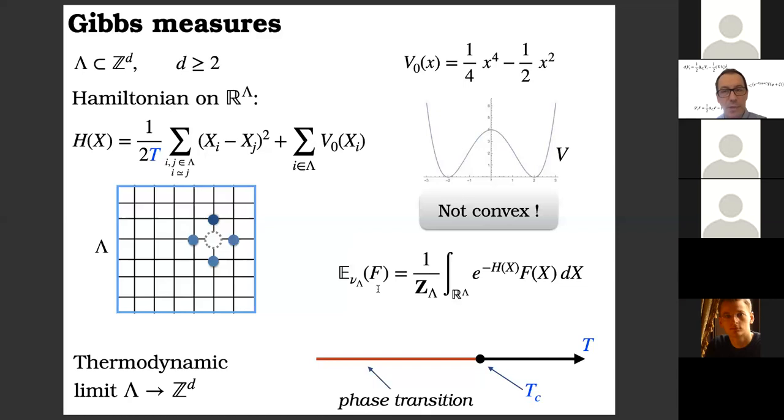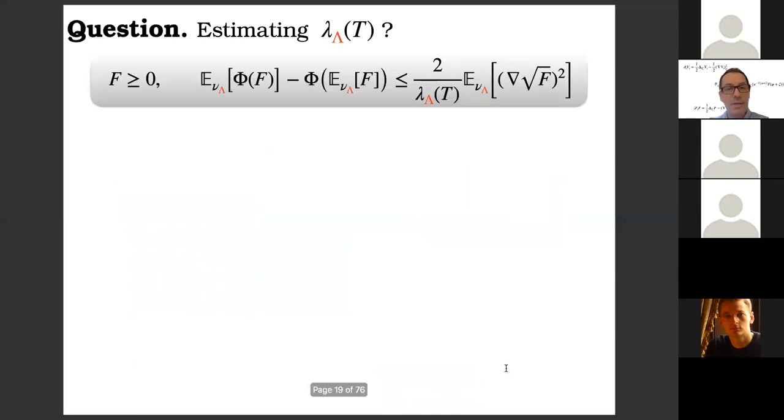Actually, we don't even expect to have a nice Log-Sobolev inequality which would hold very generally, because for such kind of potential we have different phases, some phase transition, and this will impact the dynamics. So what we are actually interested in is to estimate the Log-Sobolev inequality, but depending on the temperature and depending on the volume or the domain in which the dynamics is running, and there we want to keep track of this dependency in order to provide some information on the relaxation of the dynamics.